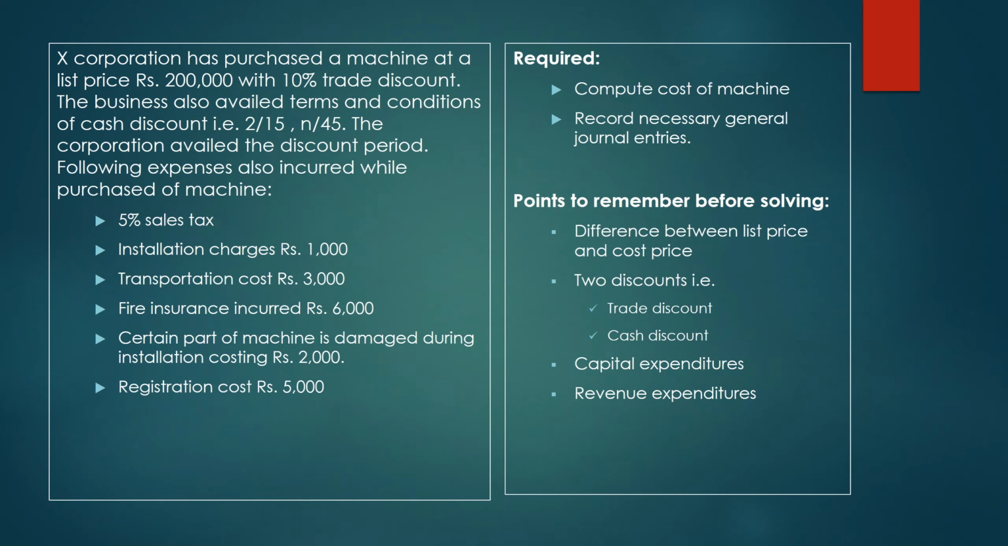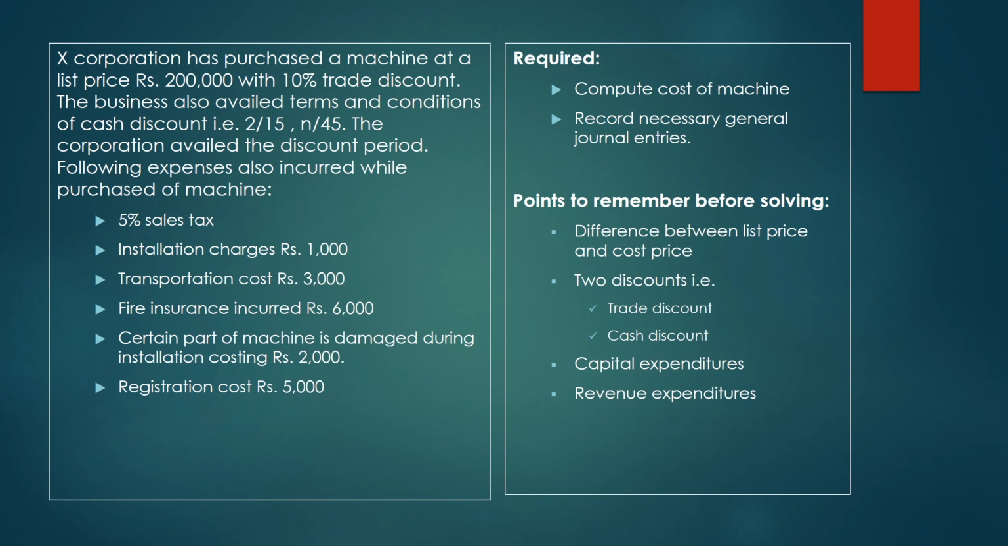What does it mean? The supplier is offering to us another discount, that is cash discount. The supplier is offering us 2% further cash discount if payment is made within 15 days. Otherwise, no discount is offered and payment should be made within 45 days. These terms can be read in this way: 2% cash discount is offered if payment is made within 15 days. Otherwise, no discount is offered and payment must be made within 45 days. So here it is mentioned that the X corporation has availed the cash discount also.